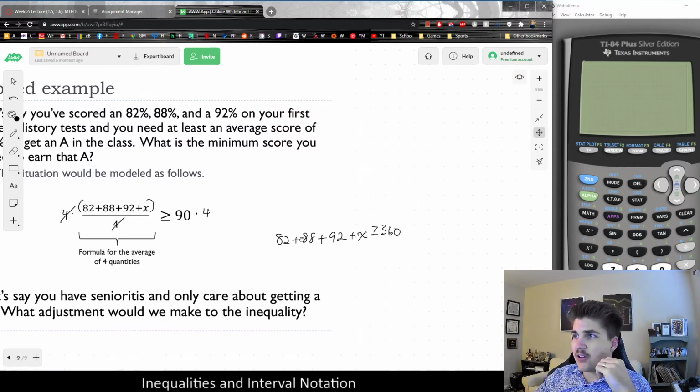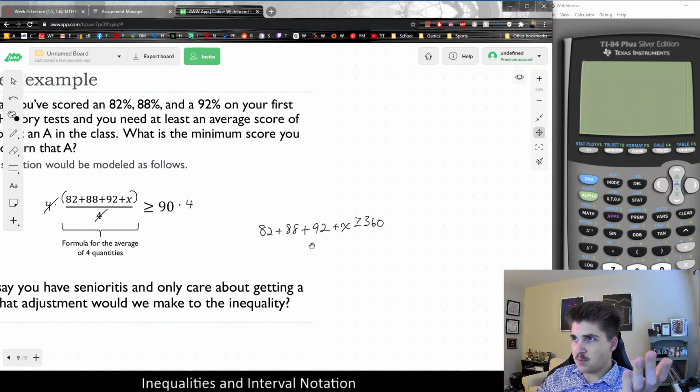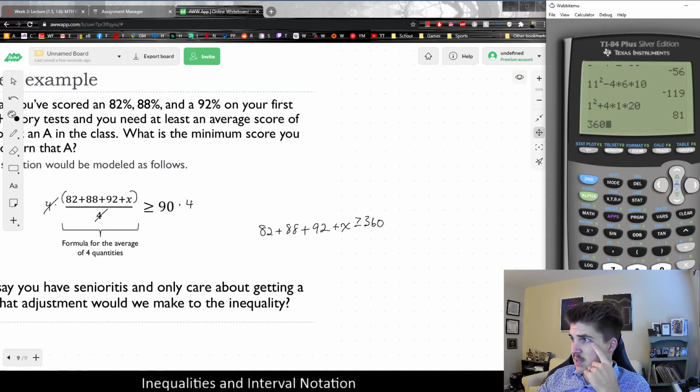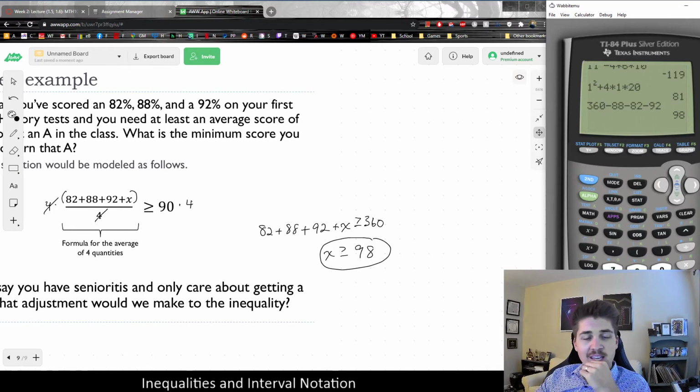So I could then solve for X by simply subtracting all of these to the other side. So that would be 360 minus 88 minus 82 minus 92. And that would leave me with X greater than or equal to 98. And so what that would tell me is that in order to get at least a 90% in the class, I need to get at least a 98% on that last exam.